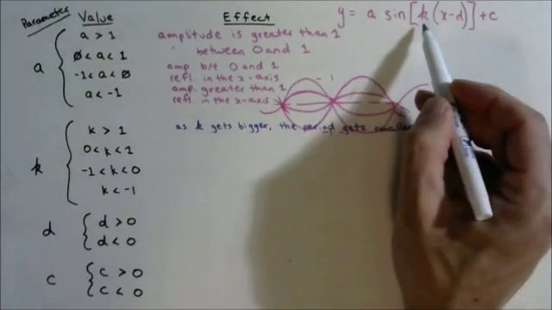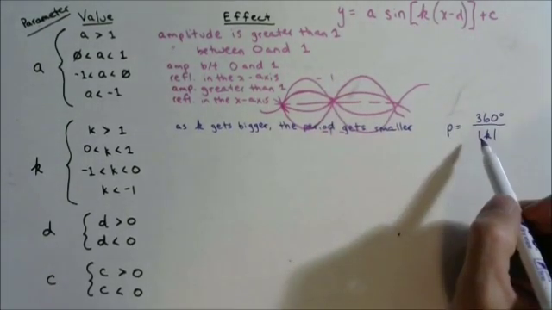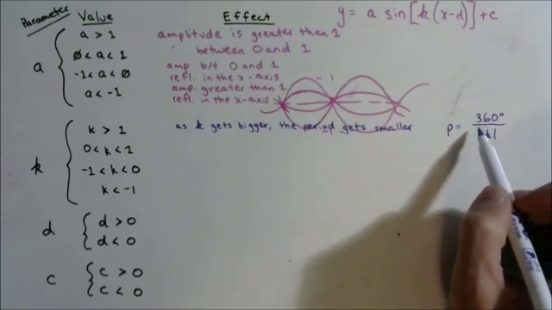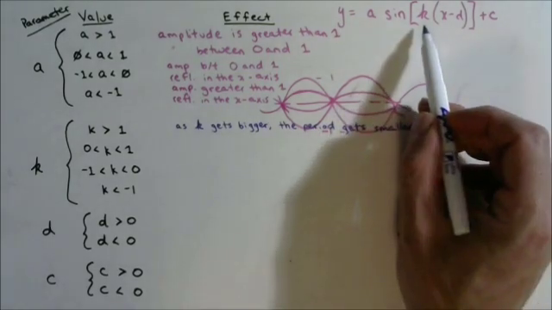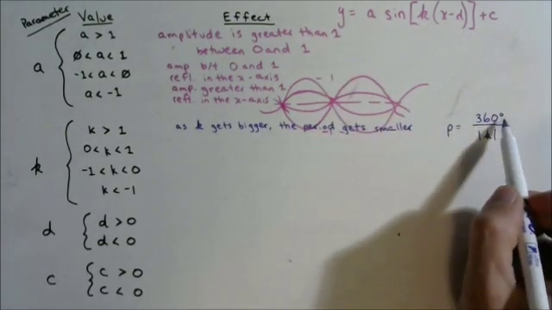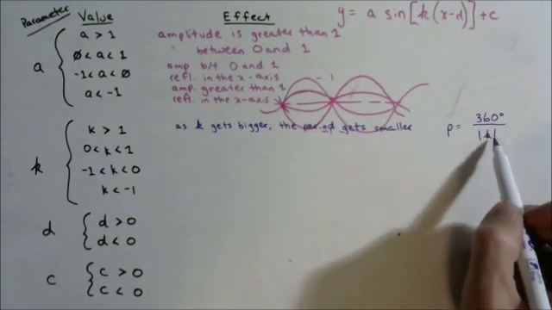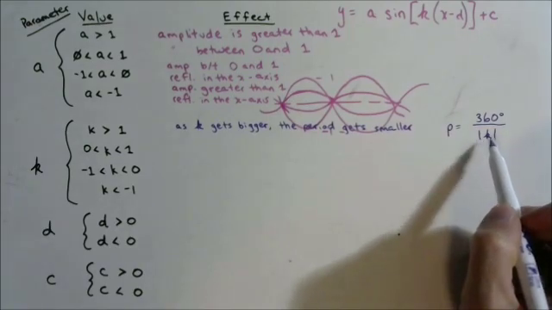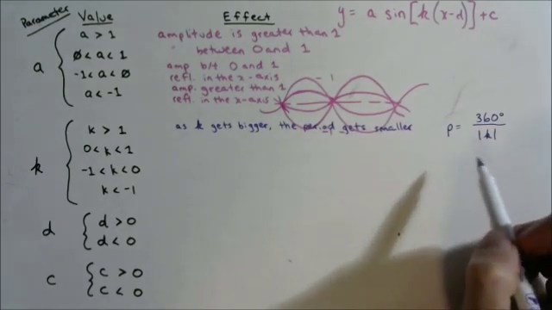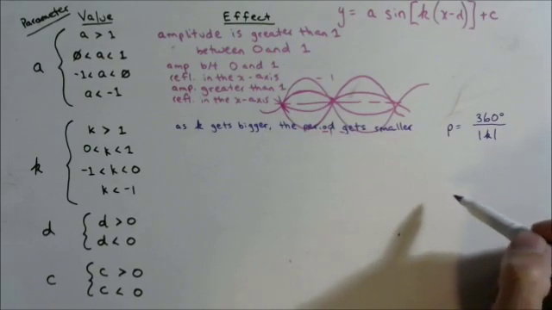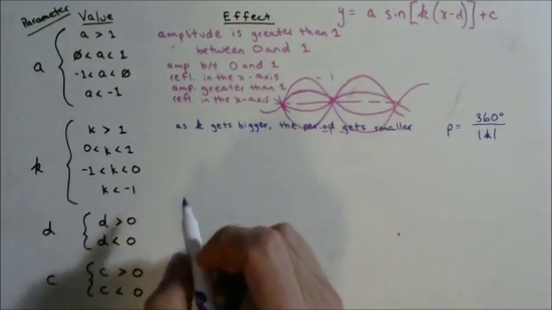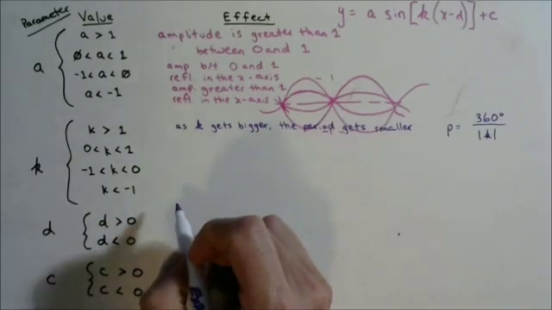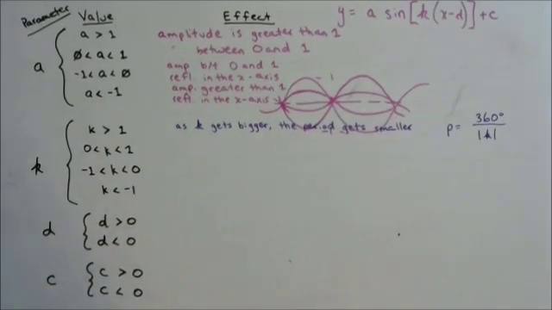So if this k were 2, then our period length would be 180 degrees, and we'd actually complete 2 full cycles of the pattern between 0 and 360. If it were 0.5, then we would have 360 divided by 0.5, which would make the period length 720 degrees, which means you'd only get half of a cycle done between 0 and 360. So there's the relationship there between P and K, and we'll be working on that much more as we work through the rest of this unit.